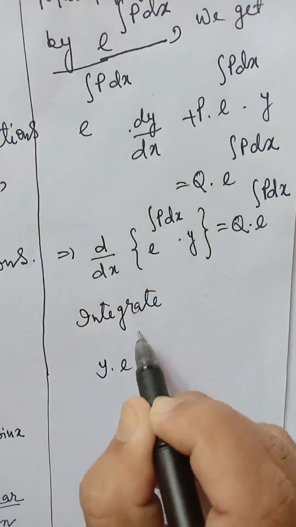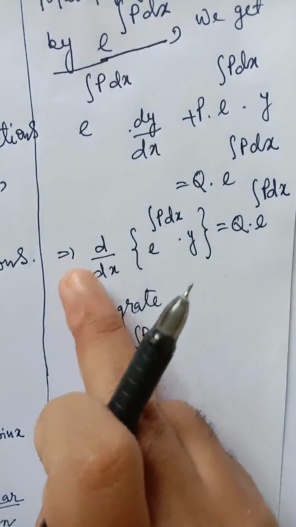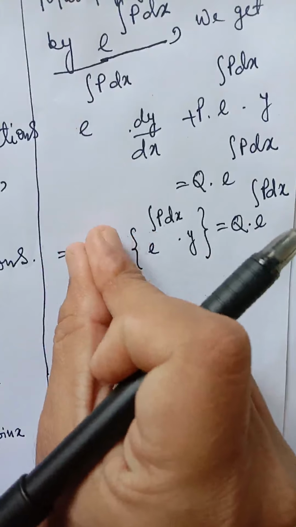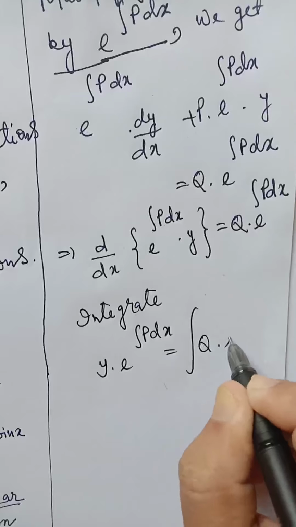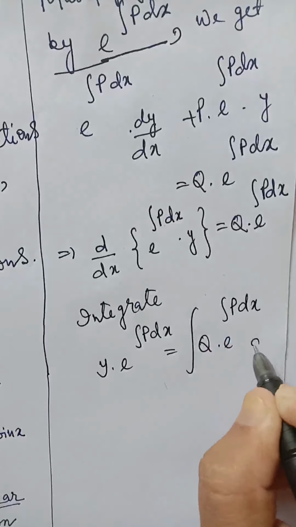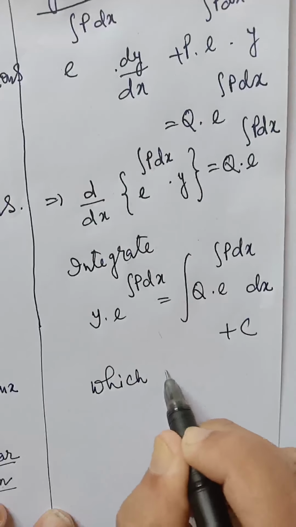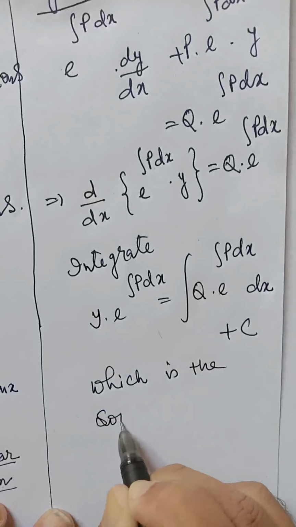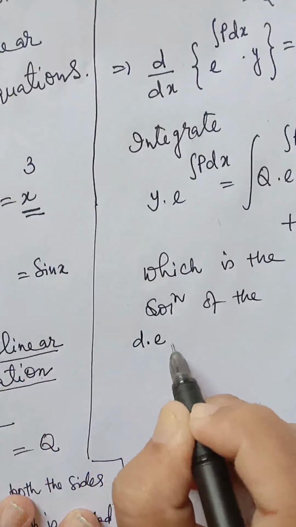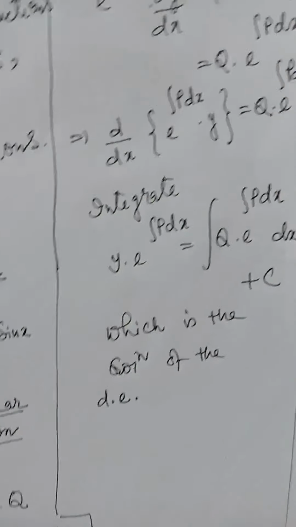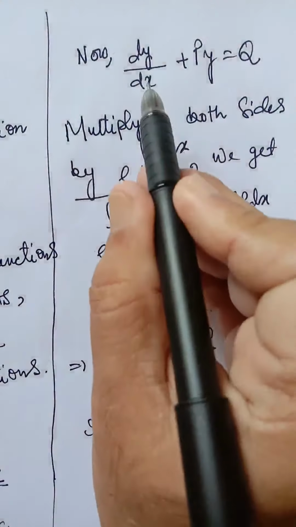Y into e to the power integration of p dx. If we integrate, integration and derivative are reverse processes, so they will cancel each other. We will be left with y into e to the power integration of p dx equal to integration of q into e to the power integration of p dx plus c, which is the solution of the differential equation. So this is the procedure to solve a linear differential equation of this form.